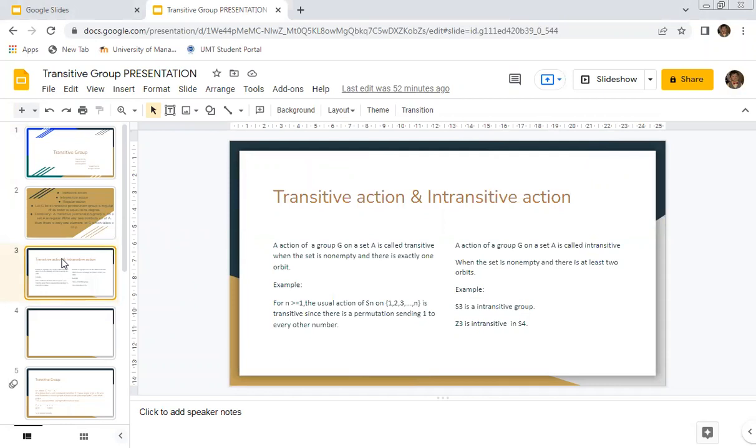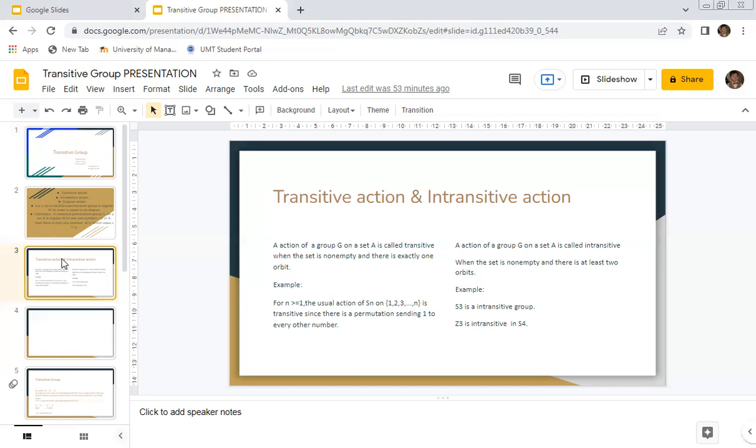An action of a group G on a set A is called transitive when the set is non-empty and there is exactly one orbit. From the definition, it is clear that if a finite permutation group G on a set A has only one orbit, then this action of the group is known as transitive. For example, for n greater than or equal to 1, the usual action of Sn on the set 1 to n is transitive since there is a permutation sending 1 to every other element.